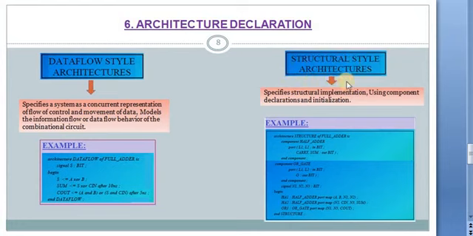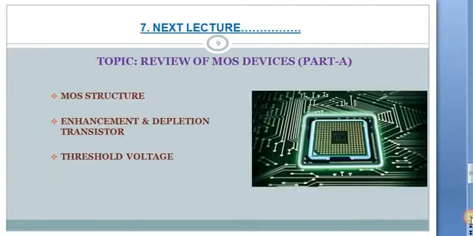I hope you have now thorough understanding of this topic of entity and architecture declaration. So this was all about today's lecture, where we studied in detail various basic details of VHDL. As you see on the next slide, in the next lecture, we shall start a new topic, that is a review of MOS devices. So we shall revise and study in detail various topics such as MOS structures, enhancement and depletion transistor, and threshold voltage. Also, we shall discuss these topics with suitable examples in the next lecture.